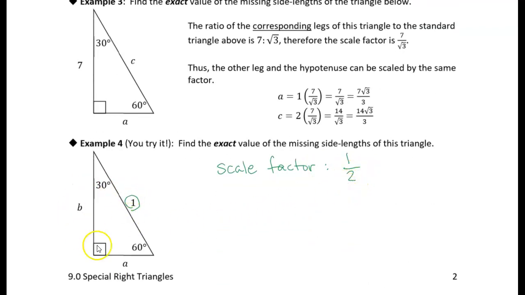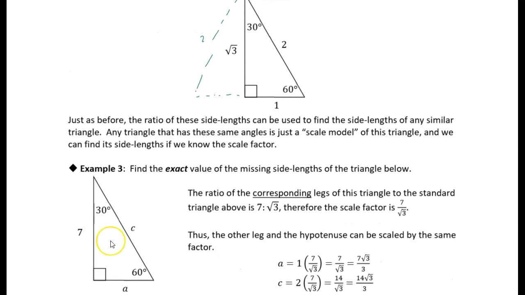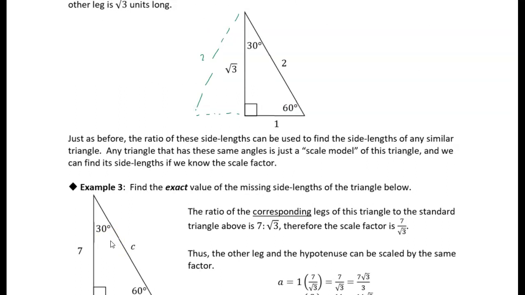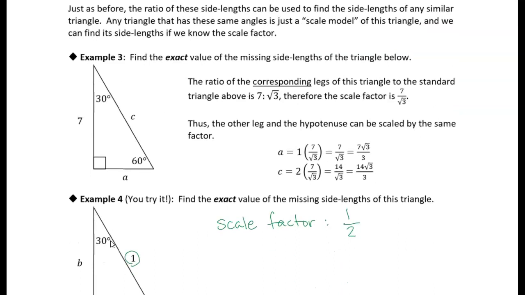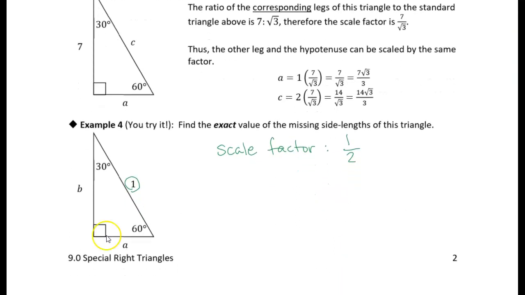So basically this triangle in example 4 is just a scale model, but everything's scaled down by a factor of 1/2, right? All the side lengths are just going to be half of what they are in this standard triangle up here, where the side lengths are 1, 2, square root 3. So we're just going to take each of the sides and multiply by 1/2.